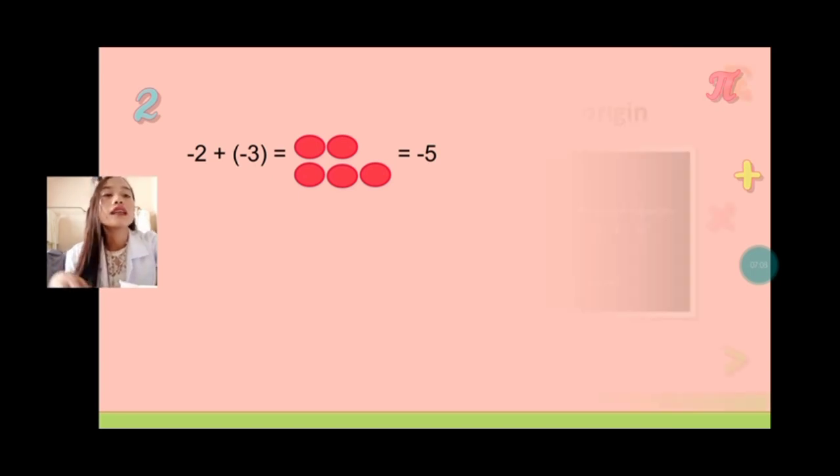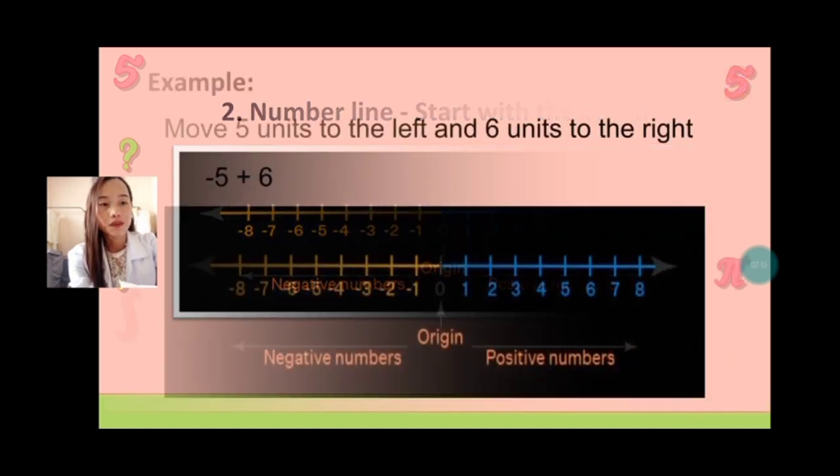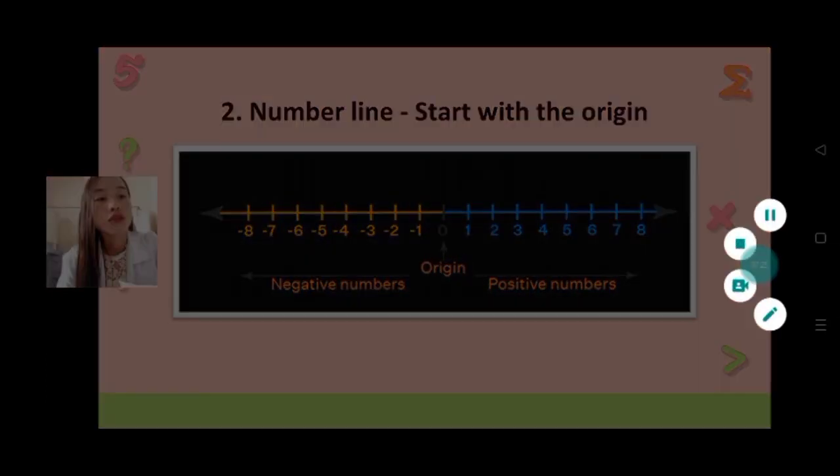Okay, so let's proceed to the number line. Remember that the number line starts with the origin. Where is the origin there? Okay, correct, it is the 0. So here is the origin.